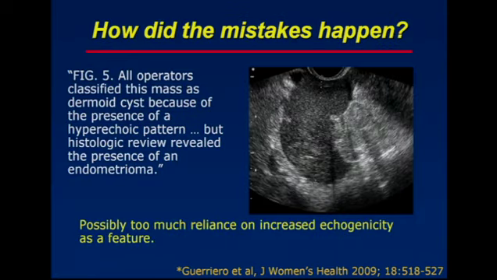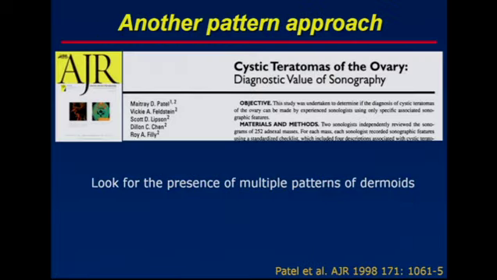Well, how do you make mistakes when you're thinking that you're dealing with a dermoid? Here's an example from the paper that Guerriero wrote in 2009 that gives us an insight into how mistakes are made. All of the operators in Guerriero's paper showed or suggested that this was going to be a dermoid because of the increased echogenicity in what was suspected to be this part of the mass. I think that you can make a mistake when you diagnose a dermoid by relying too much on the echogenicity of the mass. So we looked at a different pattern approach and said that if you saw multiple patterns of dermoids, you were on far stronger ground for making that diagnosis.